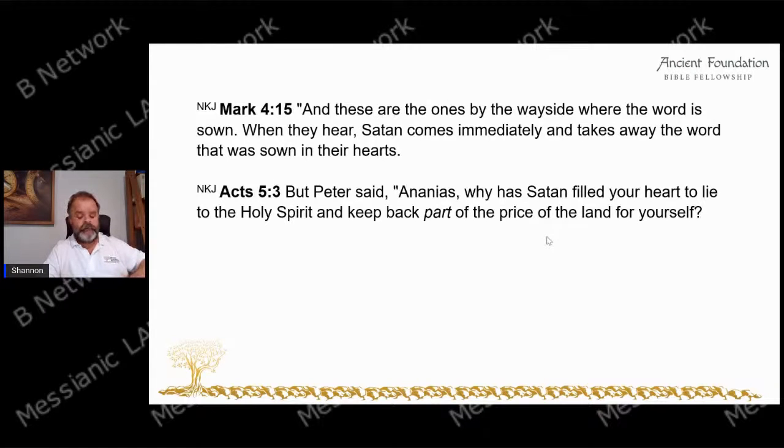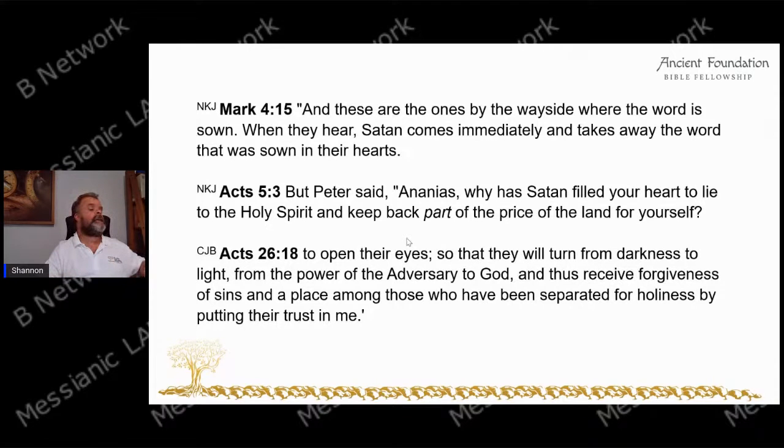Satan can have power over a soul and blinds them spiritually. Again, we're going to have a look at the verse in the Complete Jewish Bible. Acts 26:18 in the Complete Jewish Bible version: "To open their eyes so that they will turn from darkness to light, from the power of the adversary, Satan, to Yahweh or Elohim, and thus receive forgiveness of sins and a place among those who have been separated for holiness by putting their trust in me." So here we see that people have been delivered from the power of the adversary.